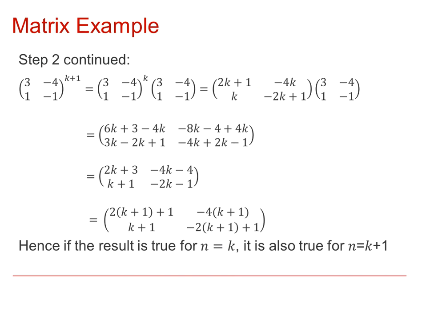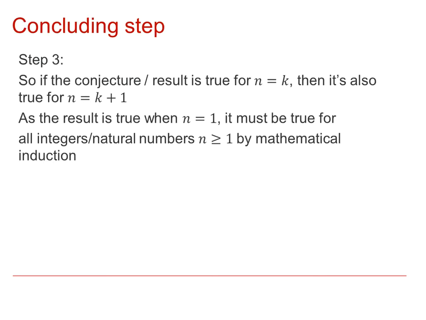So we've proved that if the result is true for n equal to k, it is also true for n equal to k plus 1. Now put that together with the fact that we know that it's true for n equal to 1, we can then draw our conclusion to say that we've shown that if it's true for n equal to k, it's true for n equal to k plus 1, it's also true for n equal to 1, and therefore it's true for all values n greater than or equal to 1.